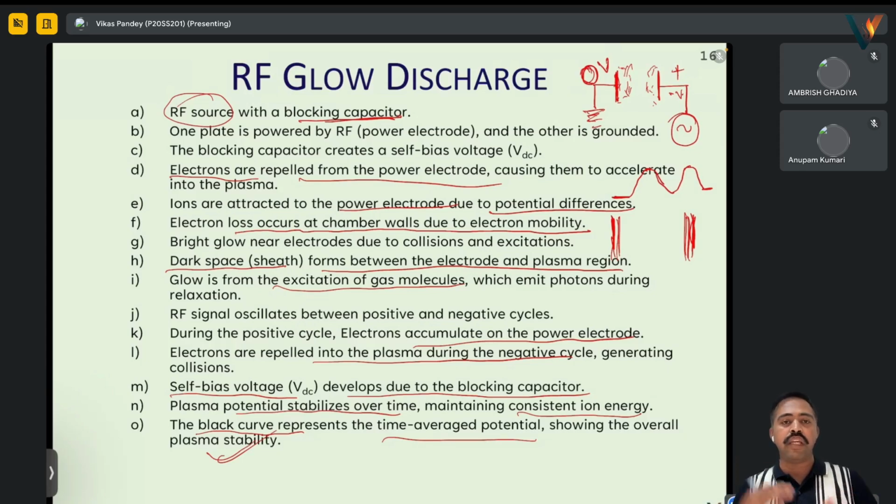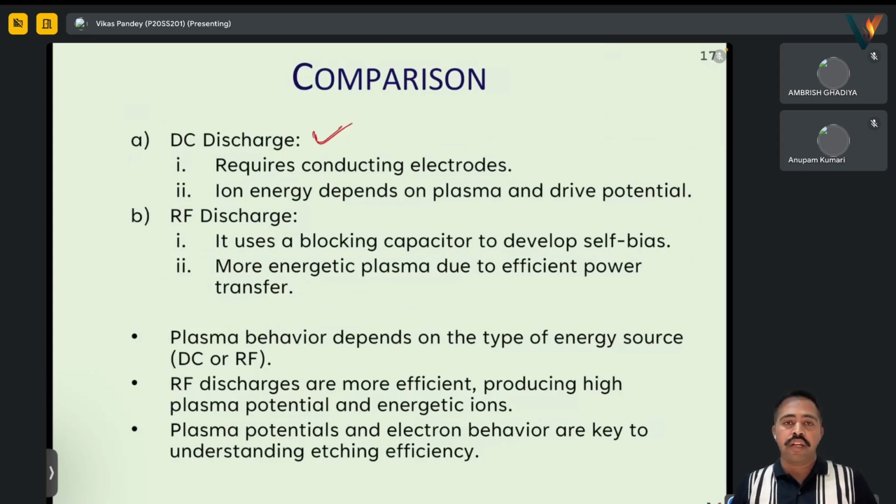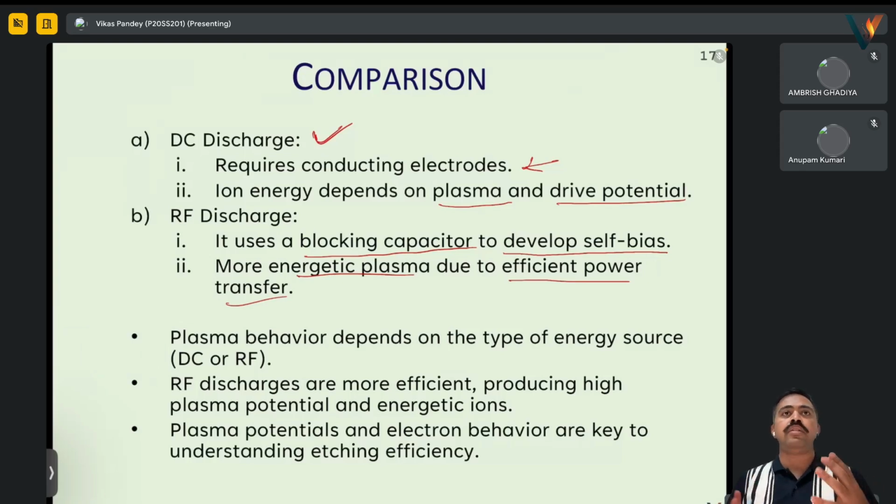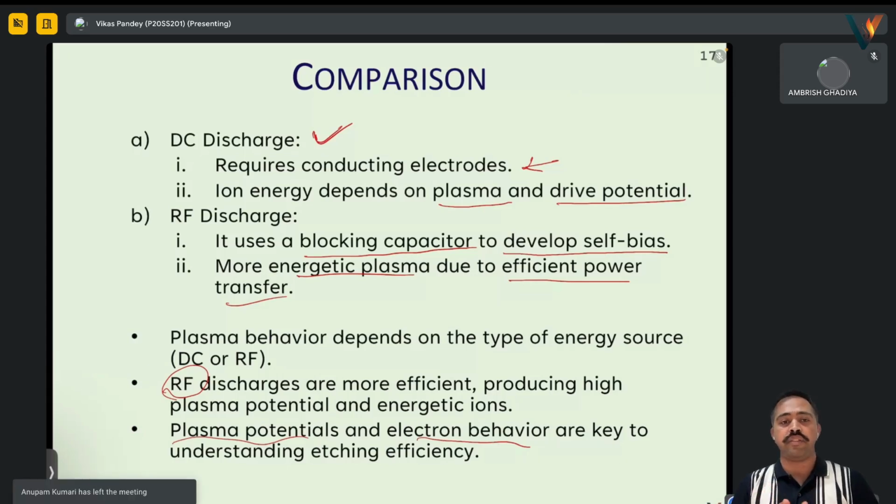So what are the key points that we have to take? For a DC discharge, it requires conducting electrodes, and ion energy depends on plasma and the drive potential. For RF discharge, it uses a blocking capacitor to develop self-bias. In this case, it has more energetic plasma due to efficient power transfer. Plasma behavior will depend on the source of plasma, so it is not just that we are creating a plasma; what is the source of plasma will also determine the behavior of our plasma. Then these RF discharges are more efficient to produce high plasma potential and energetic ions. And in turn, this plasma potential and electron behavior are important to understand the etching efficiency, how efficient it will be.